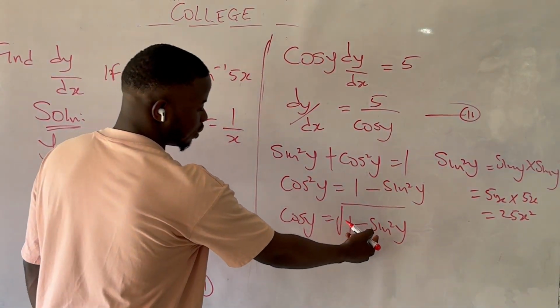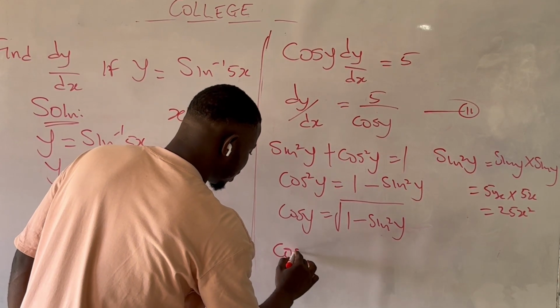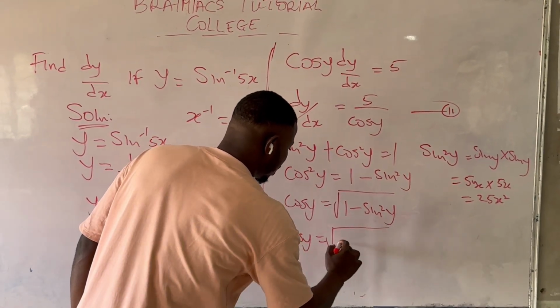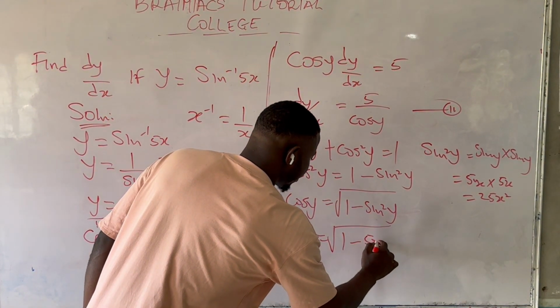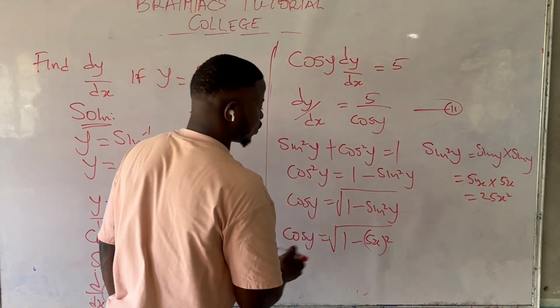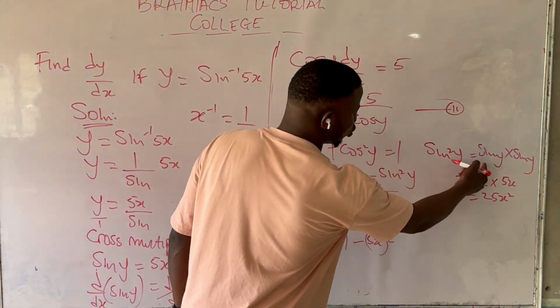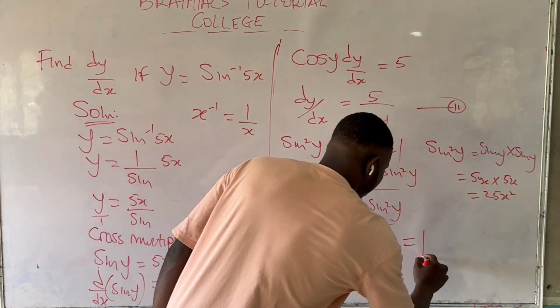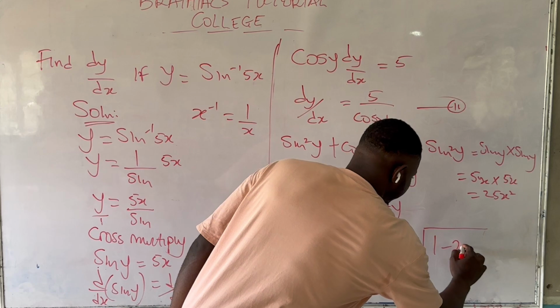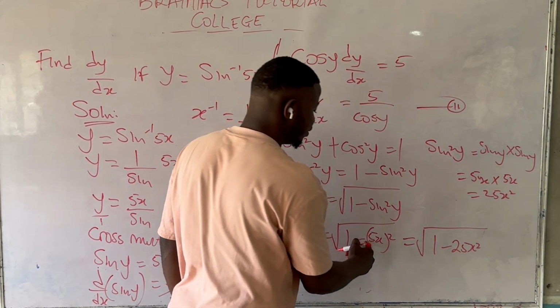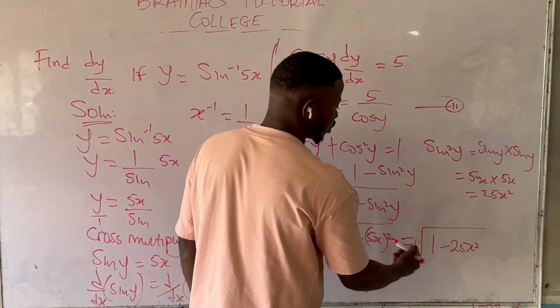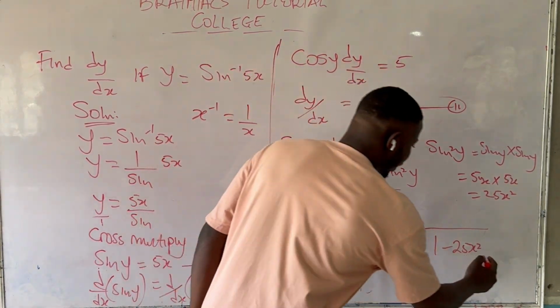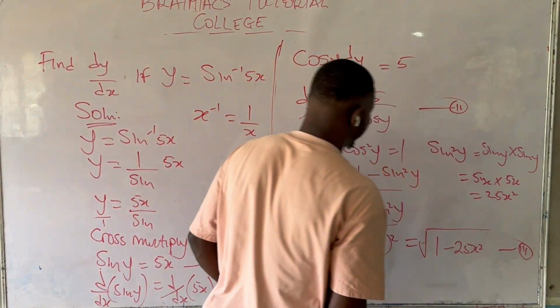So where we see sine squared y, we can write cos y equals the square root of 1 minus 5x raised to the power of 2, because sine squared y is sine y times sine y. So this is equivalent to the square root of 1 minus 25x squared. 5 raised to the power 2 gives us 25, and x raised to the power 2 is x squared. We can make this particular one equation 3.